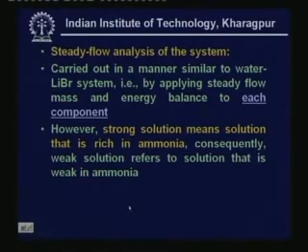So, there is one difference here in water lithium bromide systems. When we say strong solution, that means the solution that is strong in the lithium bromide, and weak solution means solution weak in lithium bromide. Whereas in ammonia water system, the meaning of strong and weak solutions are different.